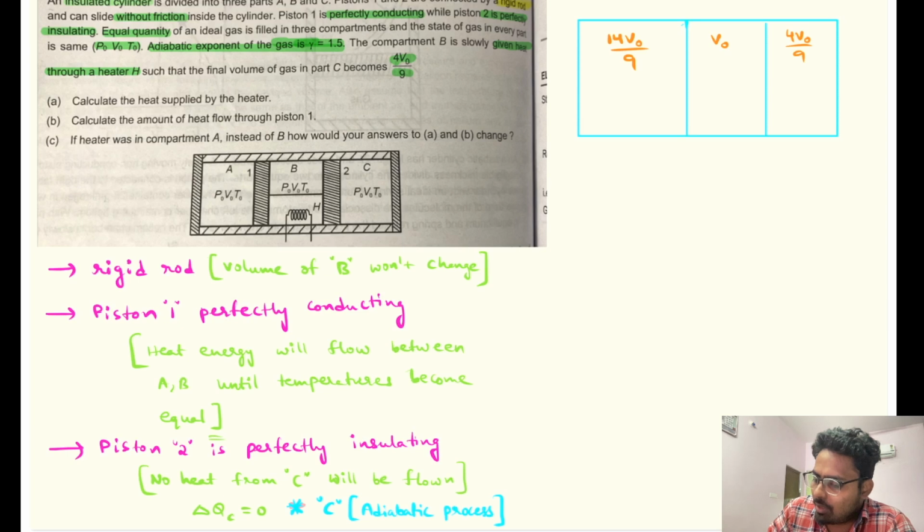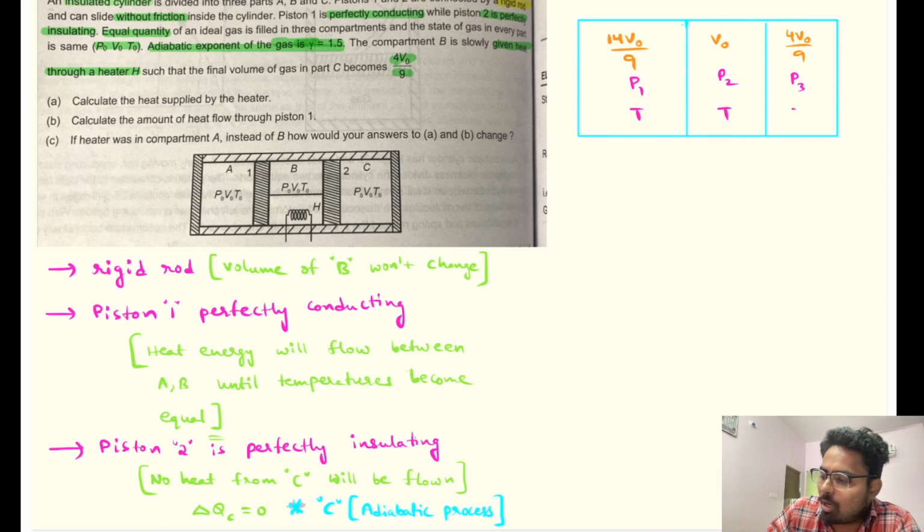Next we need to find, let's say, pressure. Let me call it P3 over here, P2 over here, and P1 over here. That means all three pressures I don't know. And next, let me call the temperature T here. But here also the temperature will be T. Why? Because already I told you, because it's perfectly conducting, the heat will flow from here to here till the temperatures become equal. So here also T and here also T.